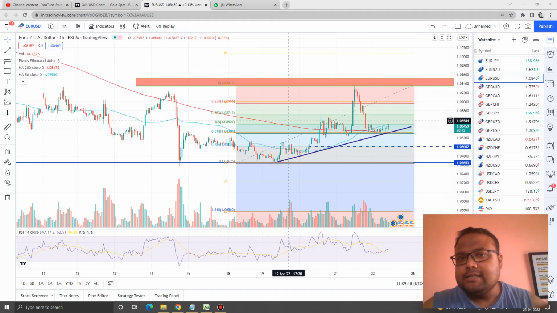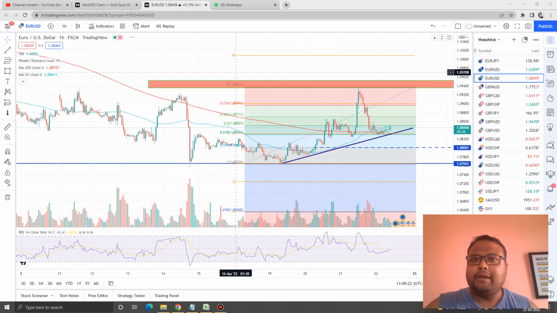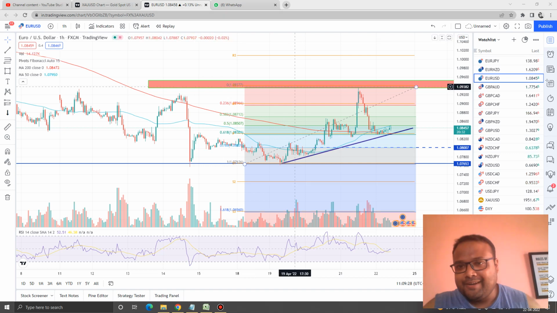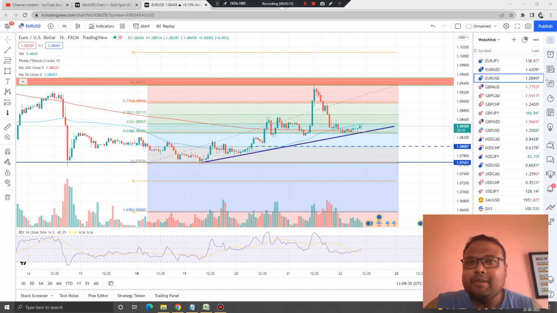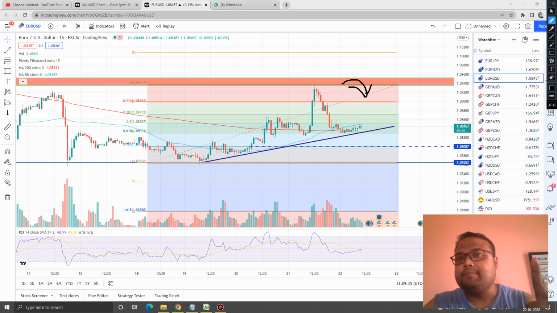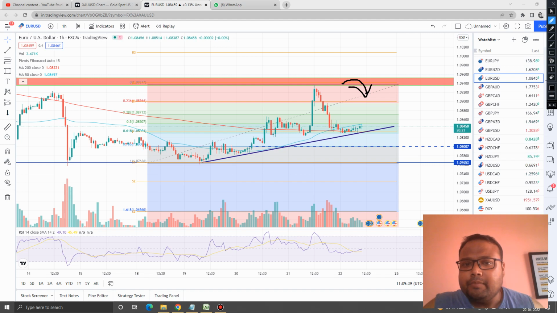Why is this the resistance level? Because I have already explained in my previous videos. I do not want to explain and bore you again and again. I have already taken so much time on the DXY. Just keep in mind that if Euro USD goes up and reverses from this level, we can take a sell position, but confirmation first.